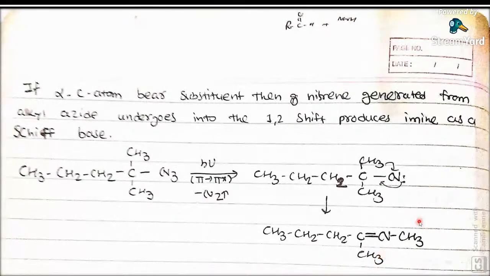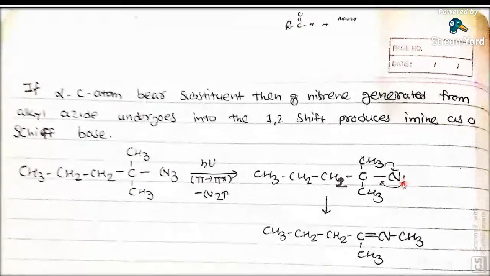Now, if the alpha carbon atom bears a substituent, at that time the alkyl azide undergoes a 1,2 shift and produces imine as a Schiff base. So you can see that the alpha carbon is having a substituent. It is not free. It is substituted with alkyl groups. So initially there will occur the generation of nitrene, so nitrogen generation is there.